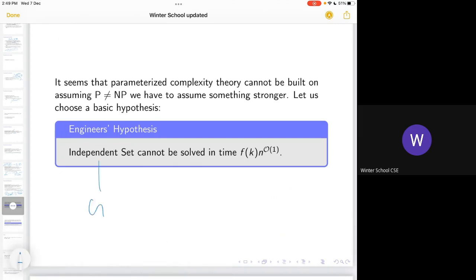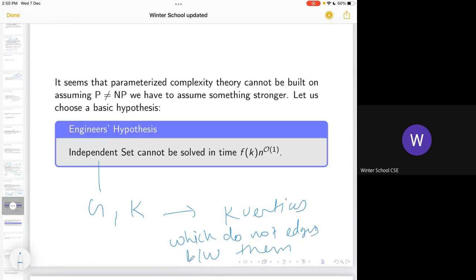The independent set problem is: we have a graph G and an integer k, and we want to find k vertices which do not have any edge between them. So that was our independent set problem. And here we are saying that we cannot solve it in time some function of k times n to the power O(1), that is, polynomial in n, the number of vertices in the graph G.